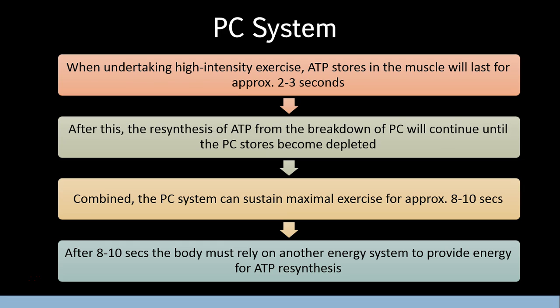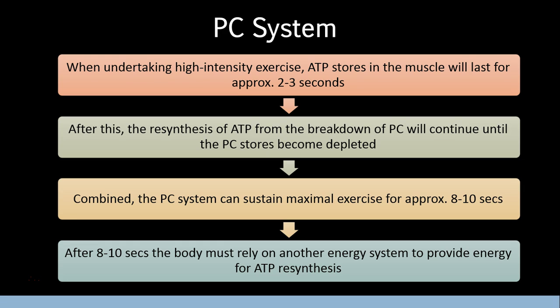We resynthesize ATP using this system because we break down that PC fuel, which gives us the energy required to resynthesize that ATP. This allows us to sustain maximal exercise for approximately 10 seconds. So if we're working at maximal intensity, we can rely on this energy system for about 10 seconds. Beyond that point, it becomes a very weak system in terms of ATP production.